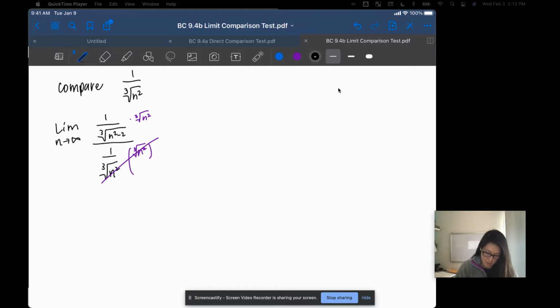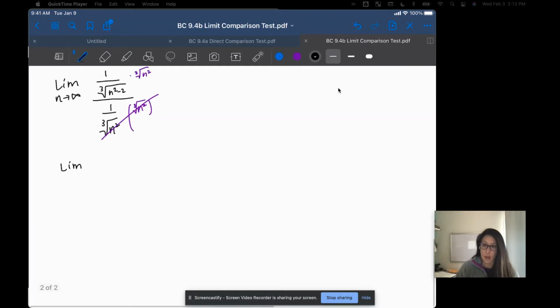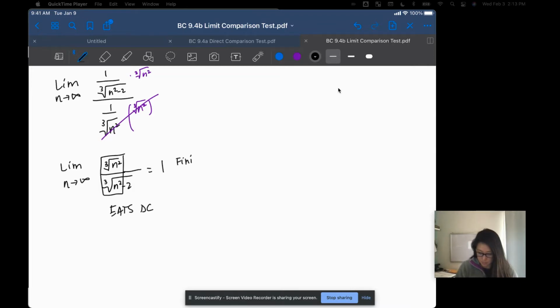So I get the limit as n approaches infinity of the cube root of n squared over the cube root of n squared minus 2. Okay, look, these are growing at the same rate, pretty much. Pretty close, pretty close. So this is a same-degree situation. So we divide the coefficients to give me 1. 1 is finite and positive. So both series either diverge or converge.